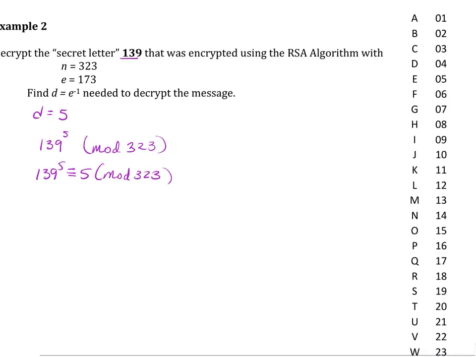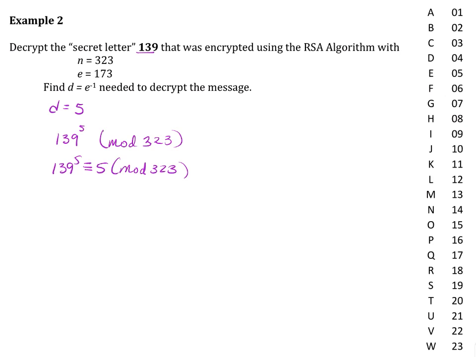Now how do we figure out the secret letter? Well, the RSA algorithm is the only one where we actually start counting at 1 in the alphabet. So you've got to keep that in mind. So the secret letter was the letter E.